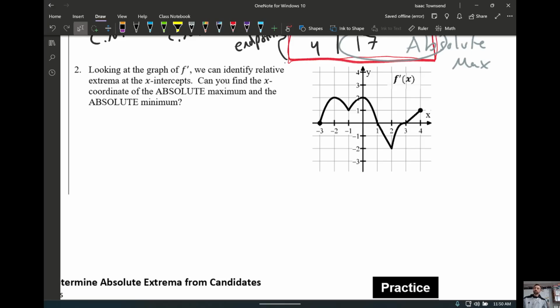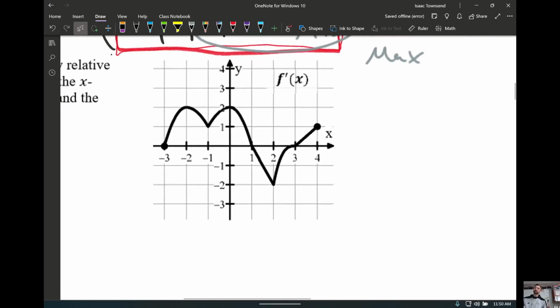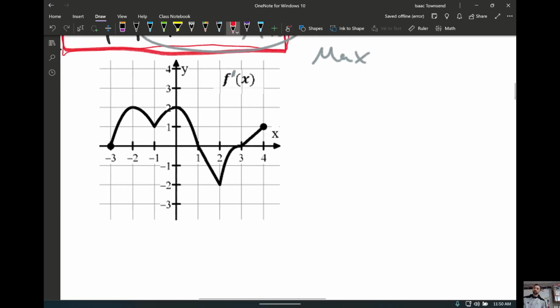Okay, so question 2, looking at the graph of f prime, we can find relative extrema at the x-intercepts. Can you find the x-coordinate of the absolute max and absolute min? So first off, let's just talk about the stuff from last class. Again, be careful, this is a derivative graph, not a function graph. Where do you think there would be relative extrema?